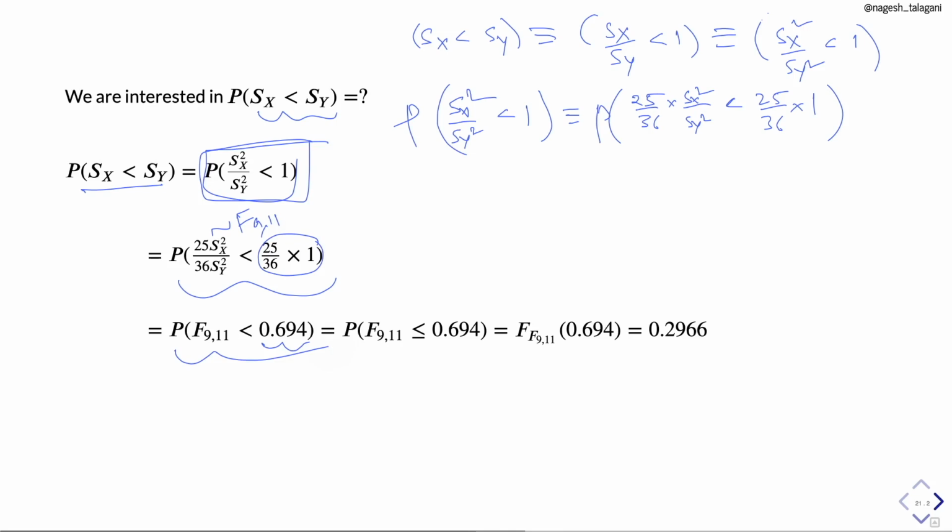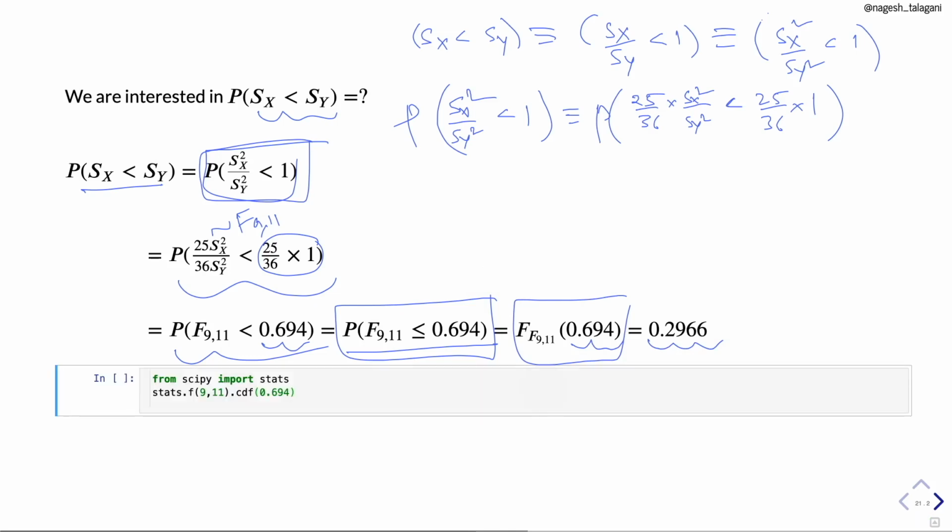Because the F distribution is a continuous distribution, the equality doesn't matter, so we can still write the probability of F9,11 less than or equal to 0.694. So by definition, this is the CDF of the F distribution with 9 and 11 degrees of freedom at 0.694, whose value is going to be 0.2966. You can get it from the SciPy package like this.